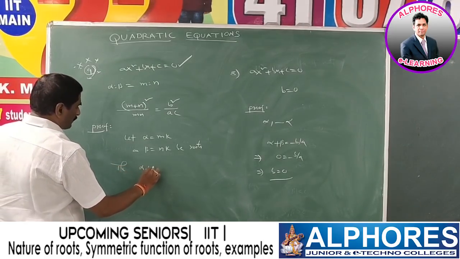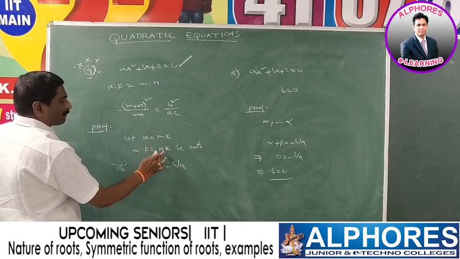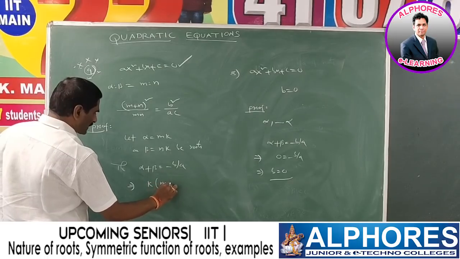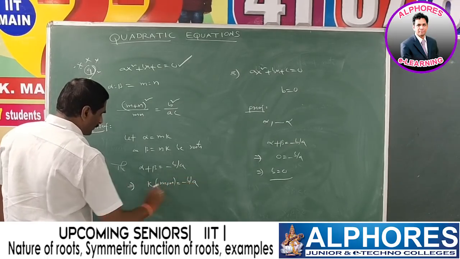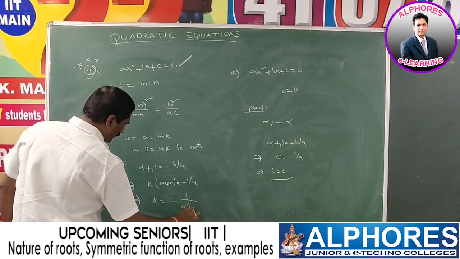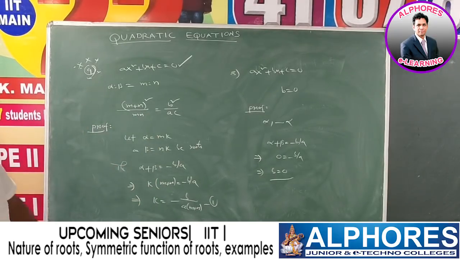Then we know that alpha plus beta is equal to minus b by a. That means mk plus nk is equal to minus b by a. That implies k into m plus n is equal to minus b by a. That means k is equal to minus b by a into m plus n. It is equation number 1.